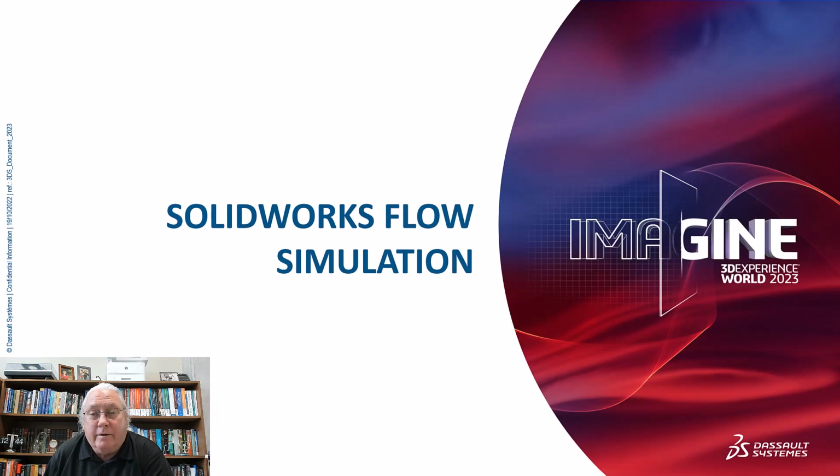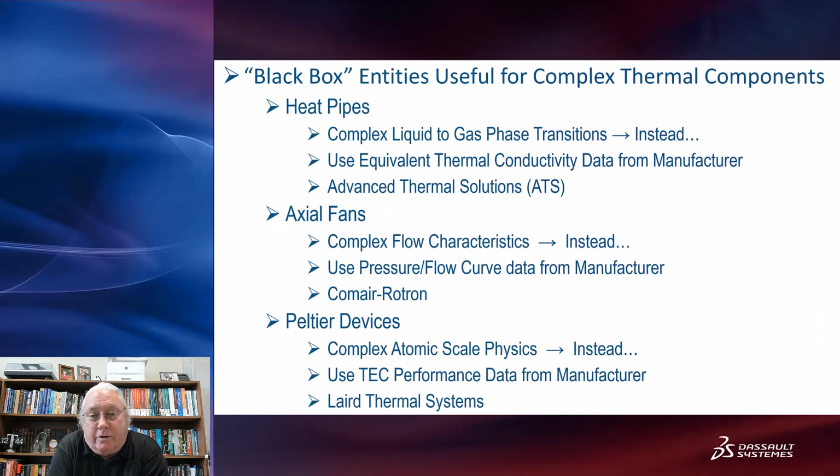All right, so let's talk about the crux of the talk, which is how we use these simplified black box entities in flow simulation to get the answers we want. There are 3 devices that I used: heat pipes, axial fans, and these Peltier devices. These heat pipes are an extremely complex heat transfer mechanism. It's a phase transition. It goes from liquid to gas, and Solidworks simulation will not handle phase transitions. And so instead of using a complex simulation, we just use equivalent thermal conductivity data from the manufacturer.